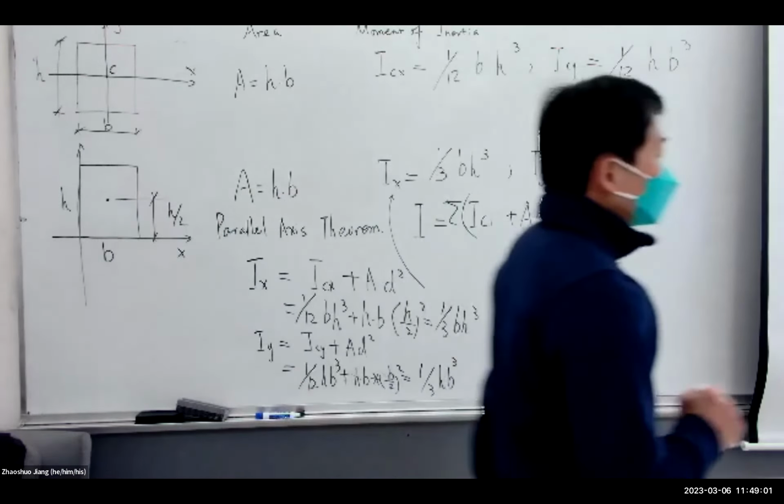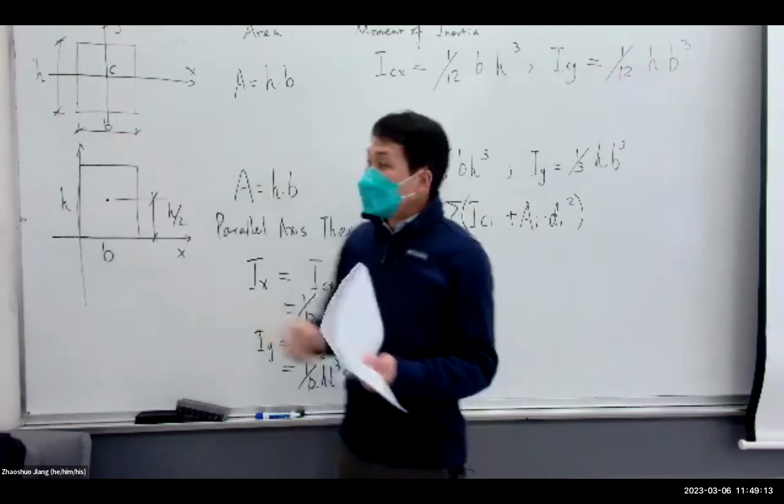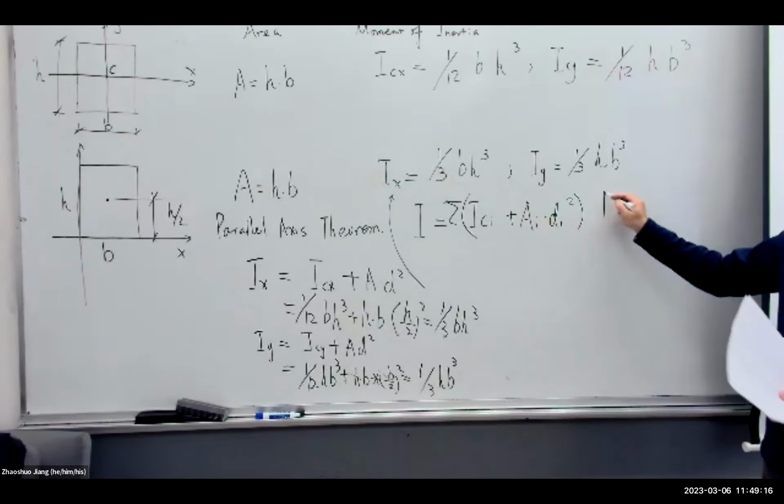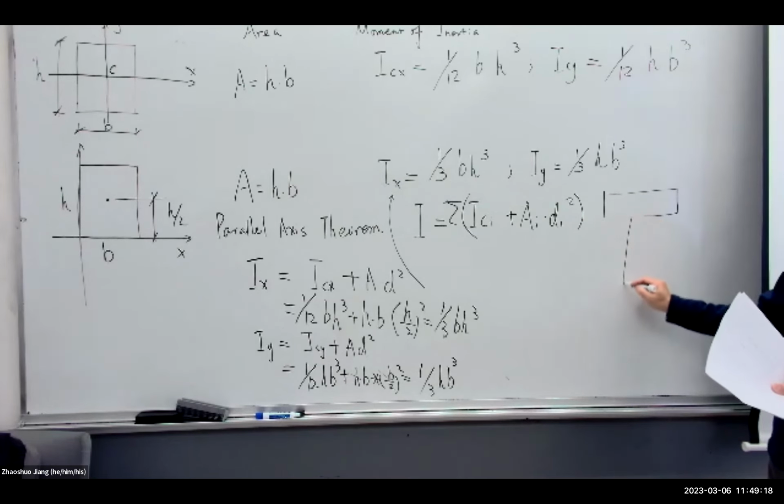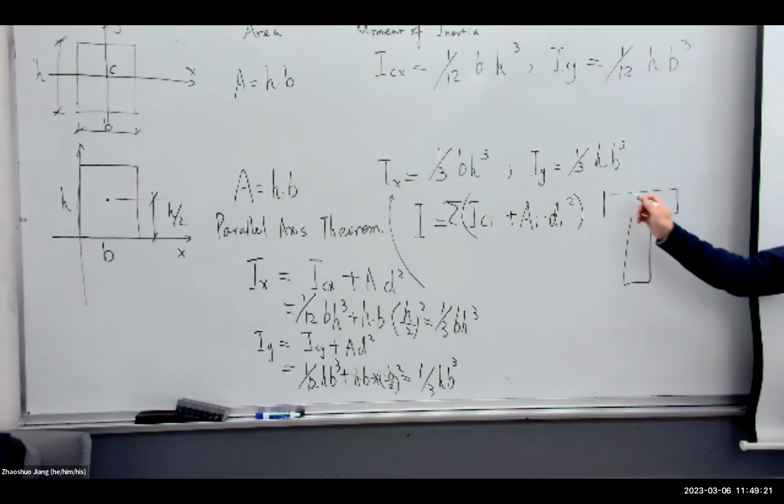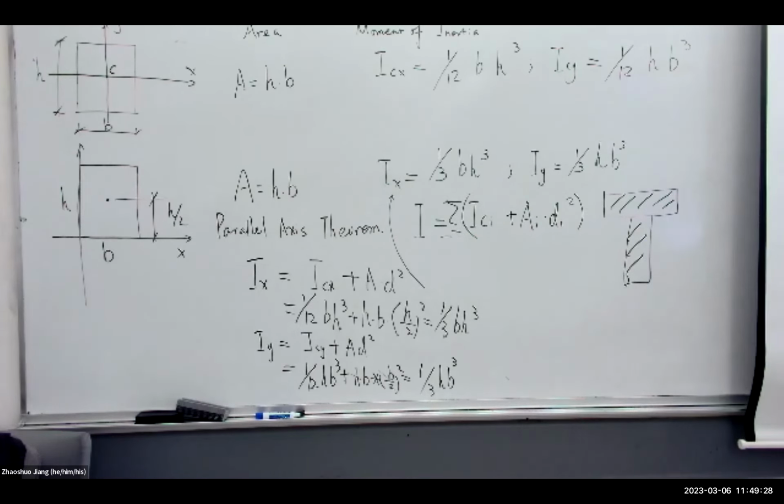Okay. We're going to have more examples on this later on when we have a different cross section, because this is the simplest case, right? We only have one cross section. If you have a T section like this, you're going to have multiple subsections. That is where this summation is coming into place. So that is a brief overview of the moment of inertia as well as the centroid calculations.